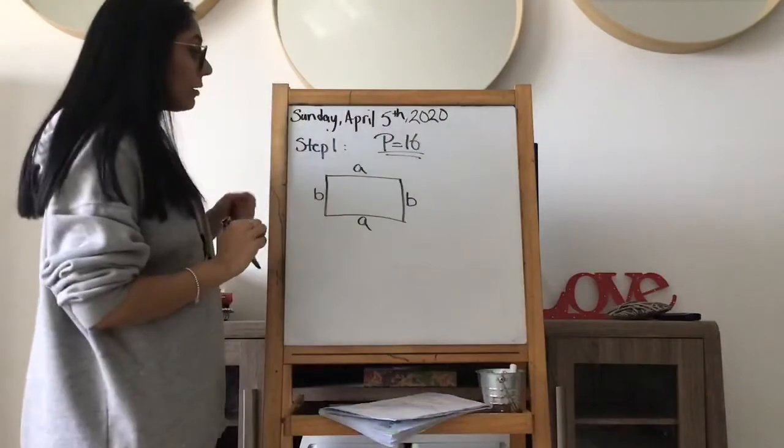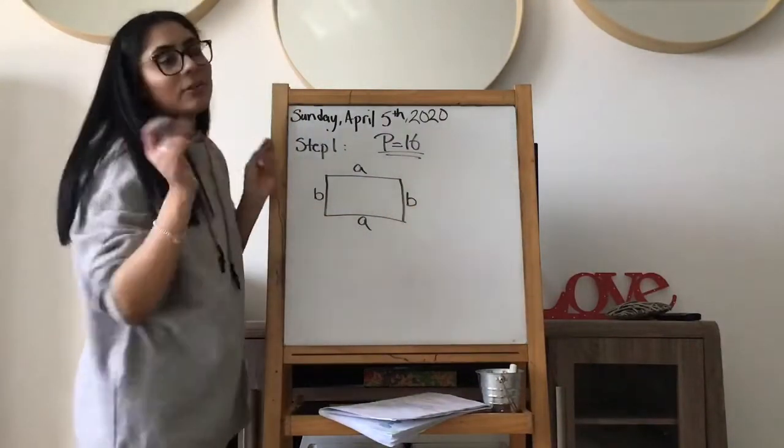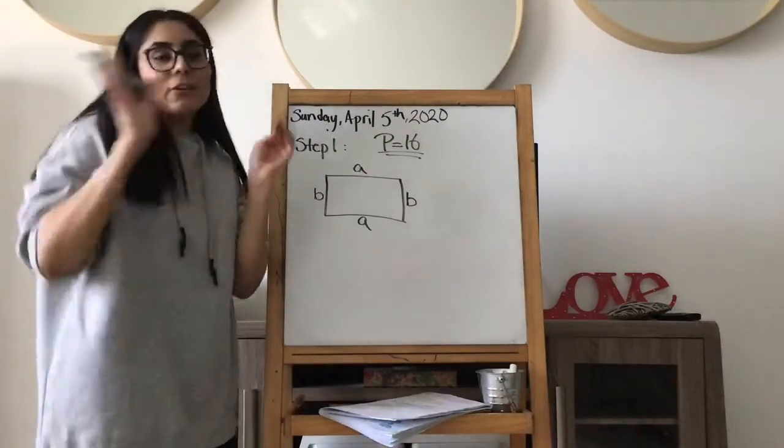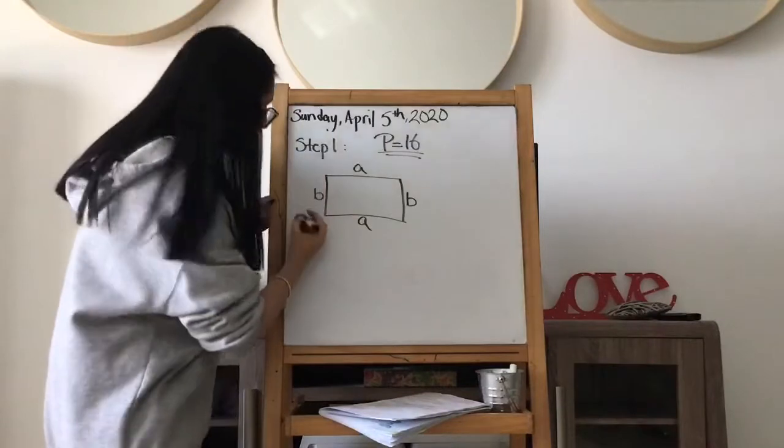So that's step one. I have drawn the shape with any variables. If you have P or L or M, use any variable, it's up to you, okay? That's step one, done. Step two.